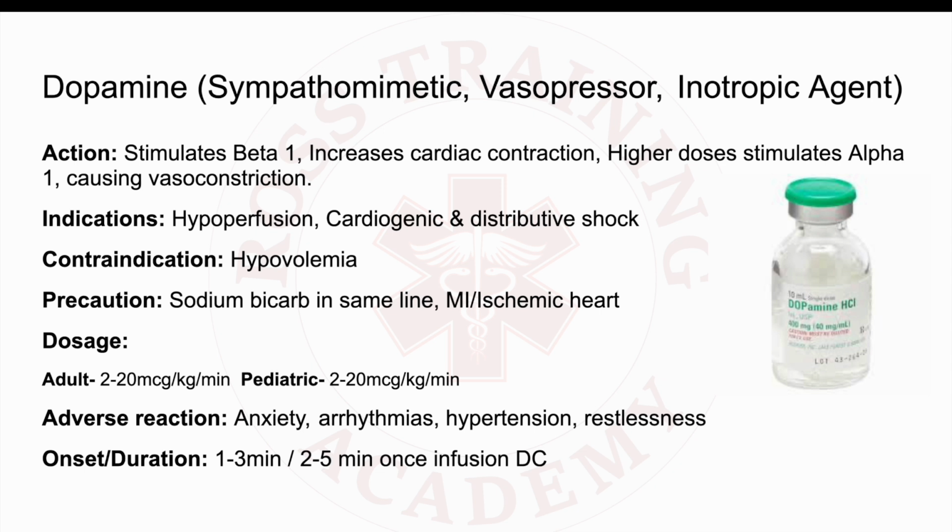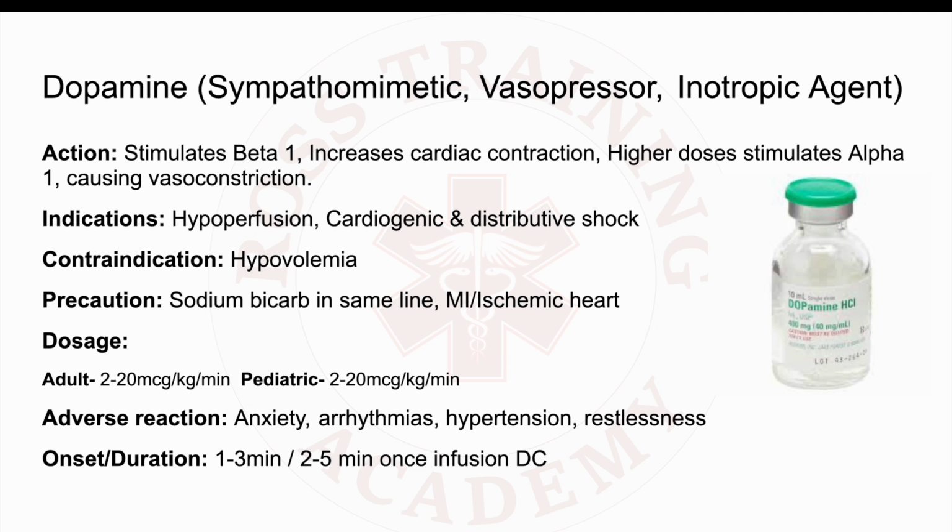Dopamine, an inotropic agent. It stimulates beta 1 and increases cardiac contraction. At higher doses, it stimulates the alpha 1, causing vasoconstriction. You're going to use this for hypoperfusion, cardiogenic, and distributive shock. Contraindications, hypovolemia. Some precautions is going to be sodium bicarb, especially in the same line without flushing the line. So it's preferred to just have 2 separate lines, one for the medications that you're giving for this person, and then one for your infusions, your vasoconstricting vasopressors. And then another precaution is just going to be an ischemic heart, myocardial ischemia.